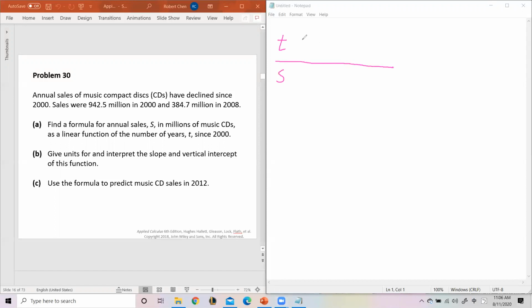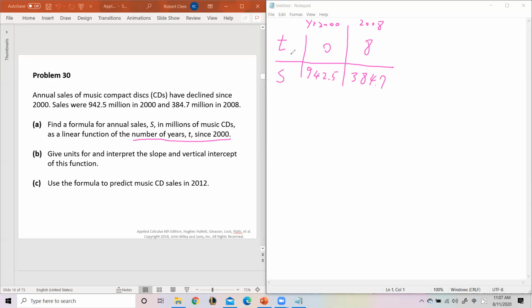T for time and S for sales. And be very careful. T is the number of years since 2000. So the year 2000 is going to be 0 because that's when we started counting. The year 2008 is going to be 8, because 2008 is 8 years after 2000. So T is 0 for 2000 and 8 for 2008. The number of sales in 2000 is 942.5, and the sales in 2008 is 384.7.